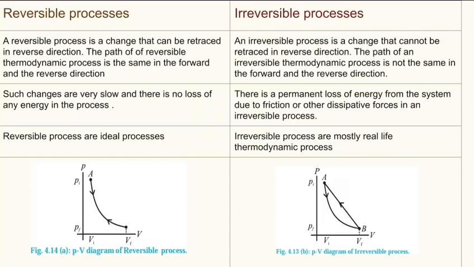As you can see from the graph, from A to B the same path is followed, and from B to A the same path is followed. Irreversible process: an irreversible process is a change that cannot be retraced in the reverse direction. As you can see, from A to B it goes in a curved path, and from B to A it goes straight. The path of an irreversible thermodynamic process is not the same in the forward and reverse direction. There is a permanent loss of energy from the system due to friction and other dissipative forces in an irreversible process. Irreversible processes are mostly real thermodynamic processes.